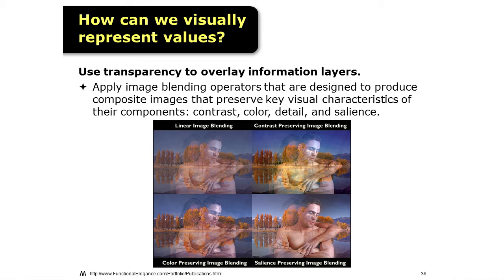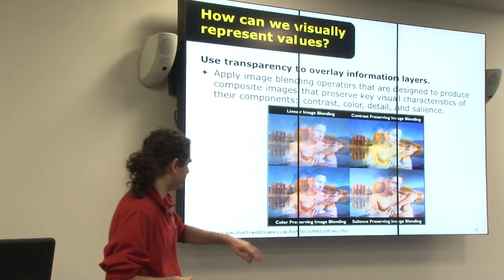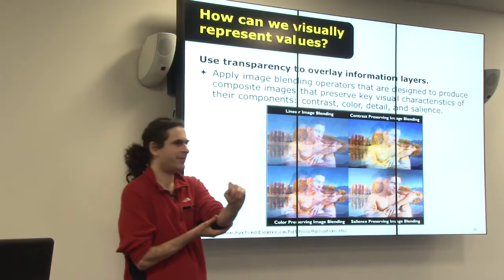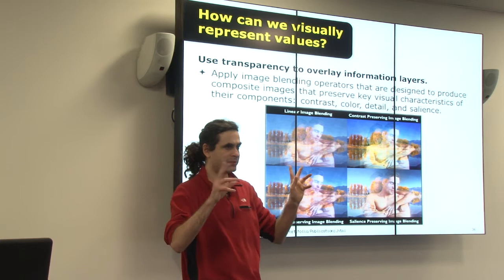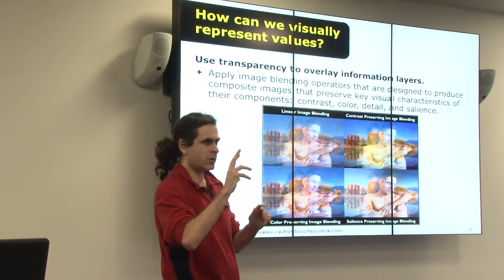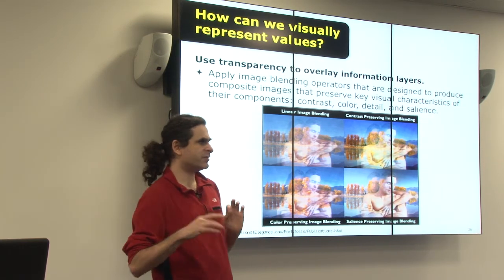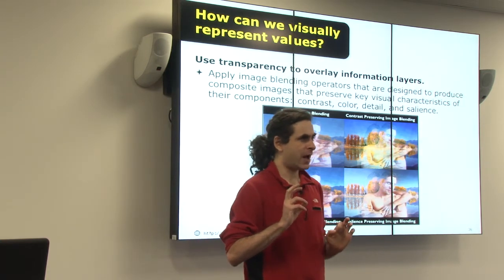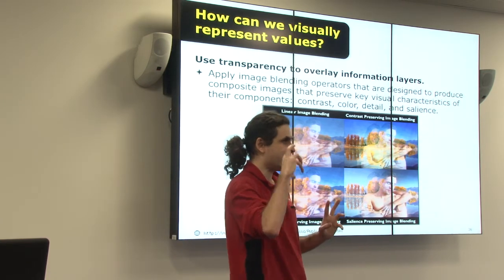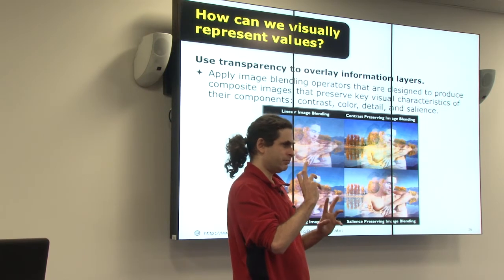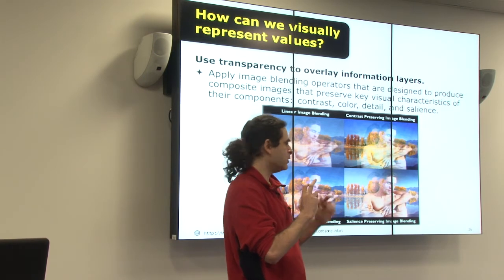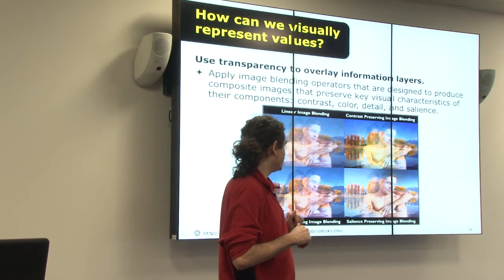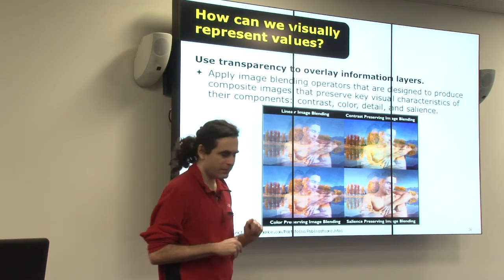So we can put the contrast back in, we can emphasize vivid colors, bring out the detail, and then there's a really neat method called salience preserving compositing, which takes each component image, predicts which region of the image is most likely to attract the eye, and then preserves the appearance of that region while creating this seamless composition.